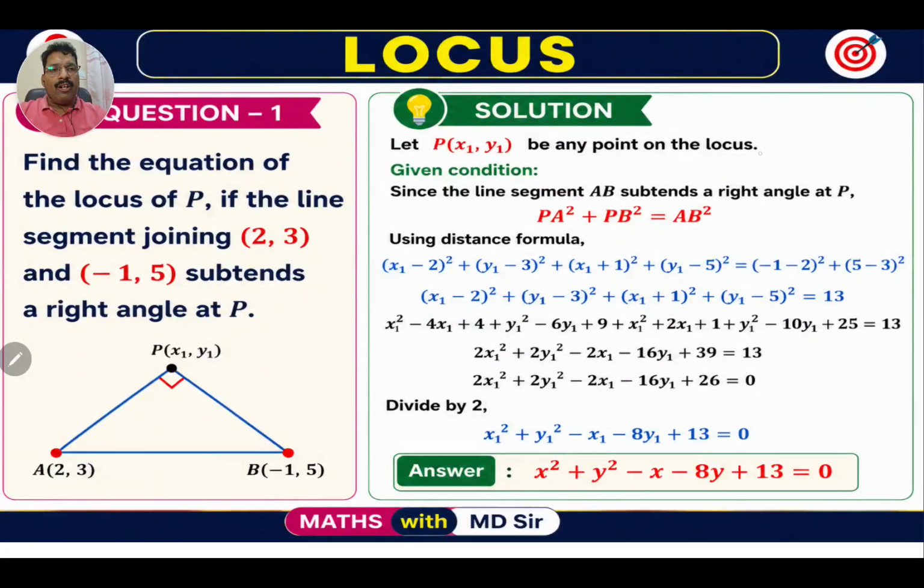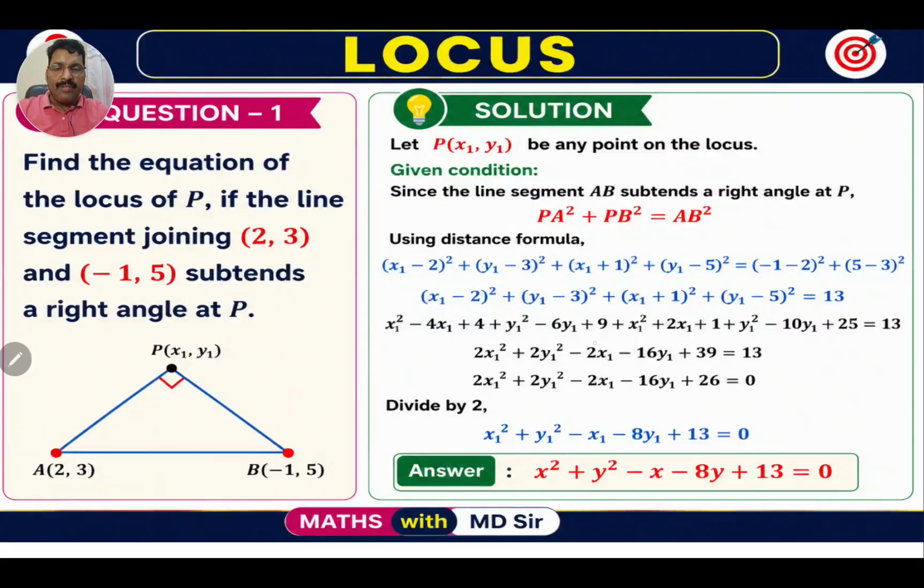So, first always remember that our first point: let P(x1, y1) be any point on the locus. After that, our second point, write the given geometrical condition. What is the condition here? PA square plus PB square equals AB square, from the Pythagoras theorem, right angle triangle. PA square means here distance formula.